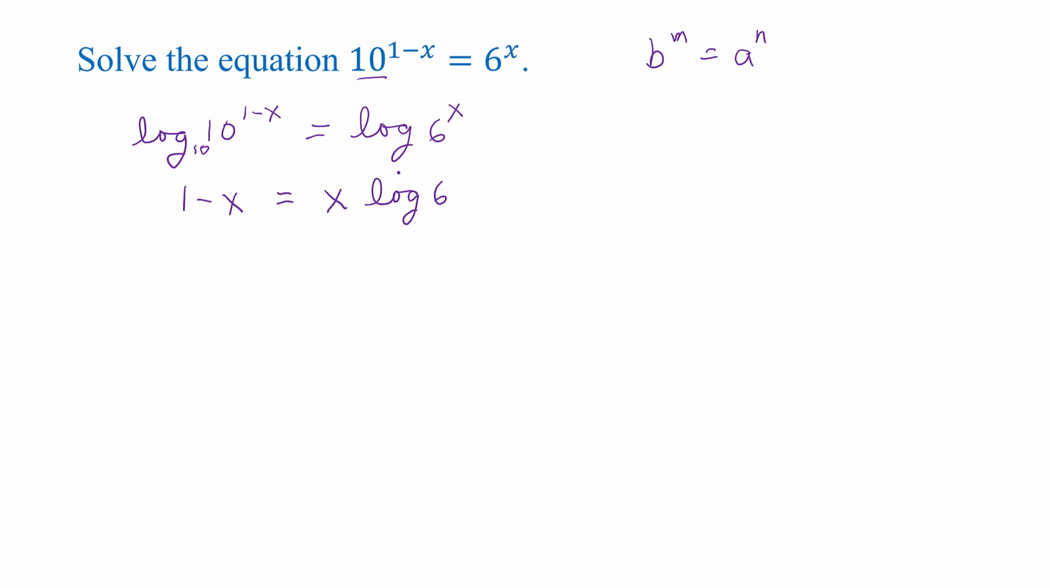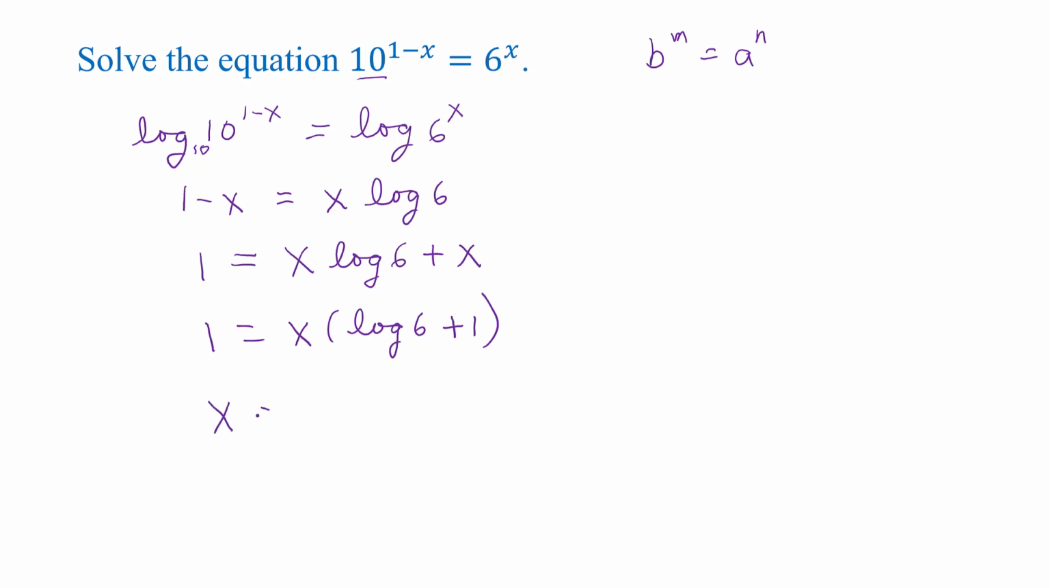So now let's get all terms involving x to one side. It looks like the right side would work better here. So I'm going to add x to each side. I have 1 equals x log 6 plus x. And then on the right side, I will factor out an x. So I have x times log 6 plus 1. Then simply dividing through by log 6 plus 1 leaves me with x equals 1 over log 6 plus 1. And we have a solution.